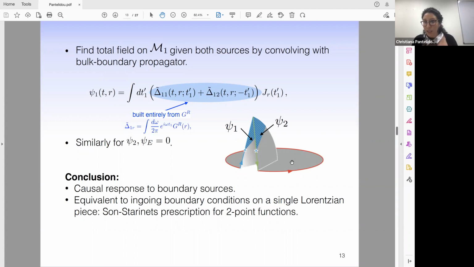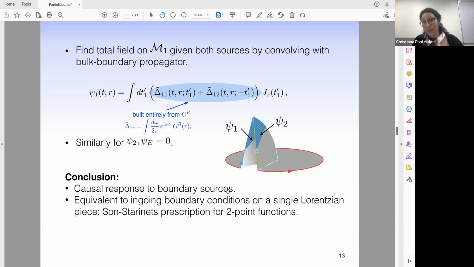Okay, so what we see here is that the response of the system is purely causal. It only goes towards the future. Okay, and the prescription of Son and Starinets essentially is just the statement: you can, instead of considering this three-piece geometry, simply consider this one single Lorentzian segment, and then impose ingoing boundary conditions at the horizon. It's because of this essentially magic cancellation that this prescription works.